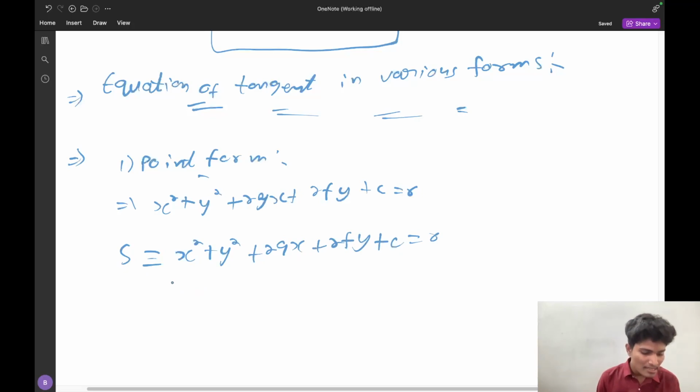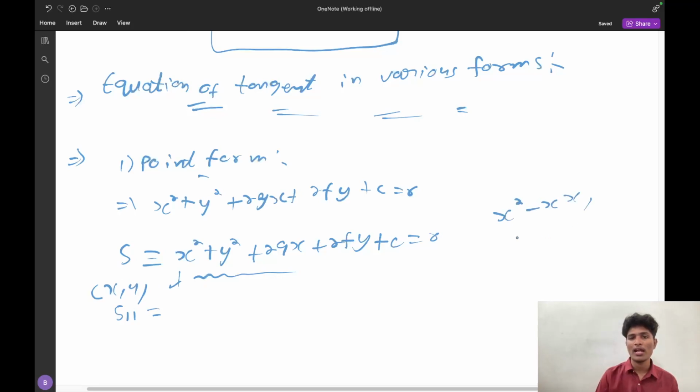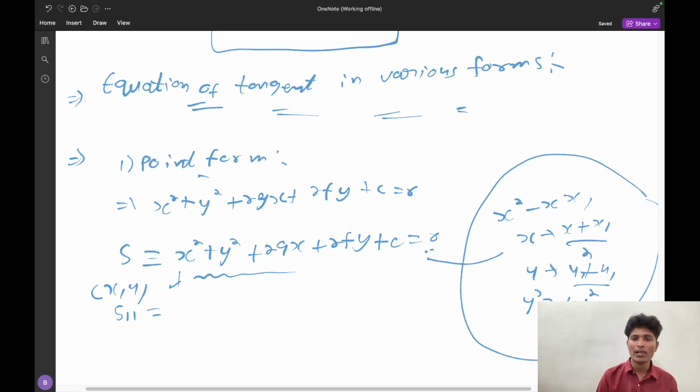The point form is the value S11, you can say. The main thing here is that the point is x1 comma y1. We have to convert the form: x square is converted as xx1, x is converted as x plus x1 by 2, y is converted as y plus y1 by 2, and y square is converted as yy1. Simply substitute these forms into the equation, and you will get the answer.